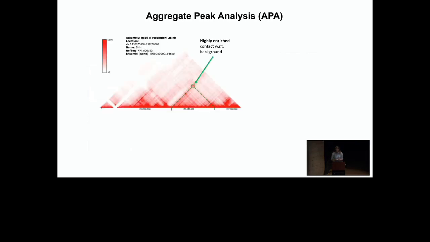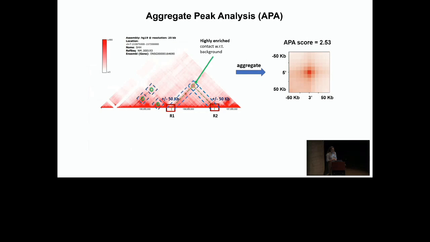Then we want to address how specific are our differential loops to a certain condition. So we perform an aggregate peak analysis. In a contact map, you can see a loop as a dot. And this highly enriched contact with respect to its background represents the interaction between two regions, region 1 and region 2 in this case. And we can look at other loops in the vicinity and then aggregate their counts. And we'll visualize the counts of a loop and its surrounding. And we can measure this enrichment with an APA score.